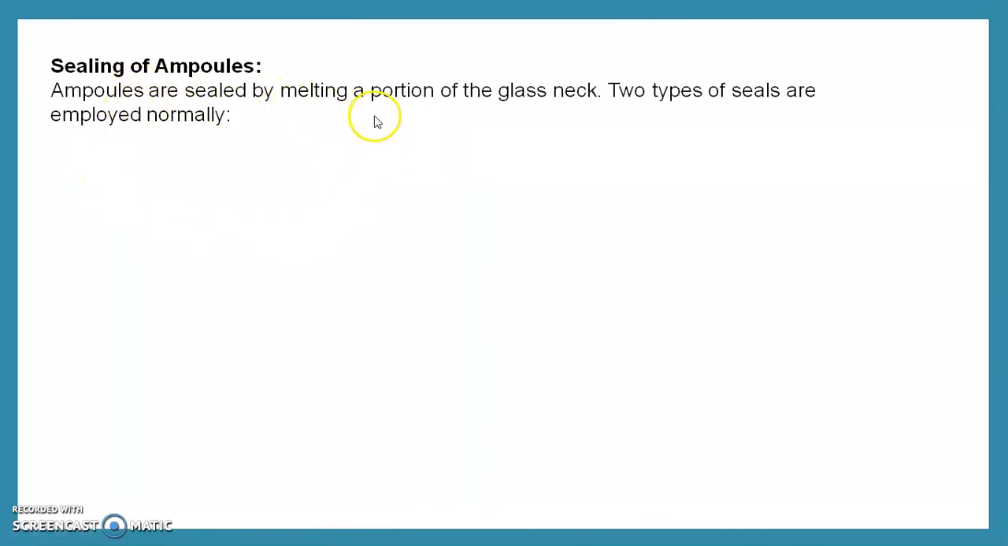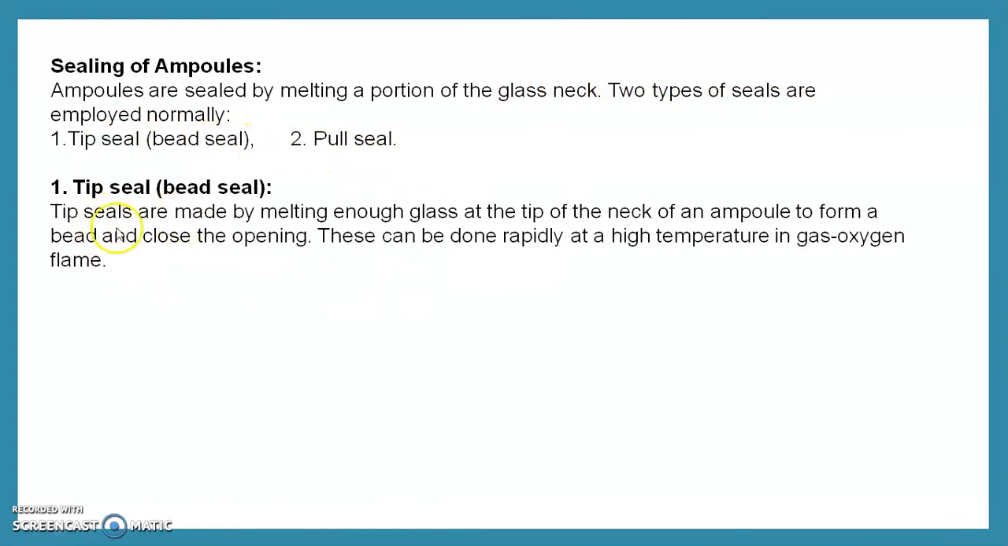Ampoules are sealed by melting a portion of the glass neck. Two types of seals are normally employed: tip seal, also known as bead seal, and pull sealing. Tip or bead seals are made by melting enough glass at the tip of the neck of the ampoule to form a bead and close the opening.